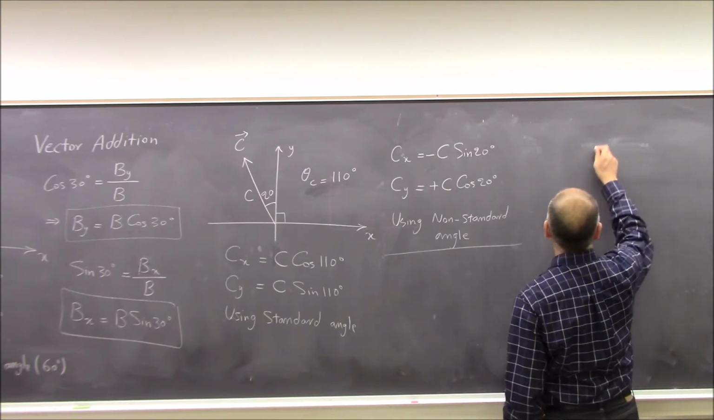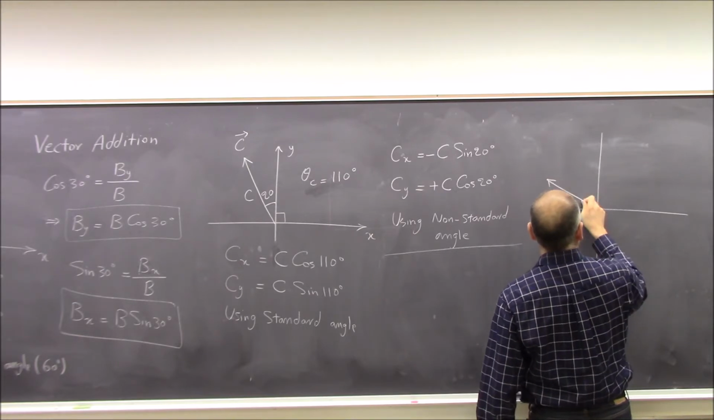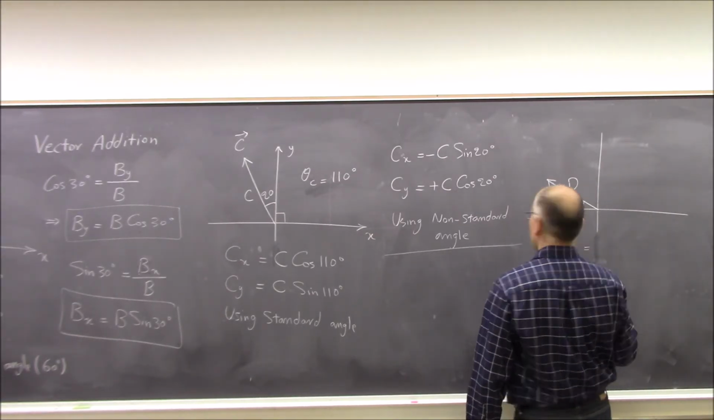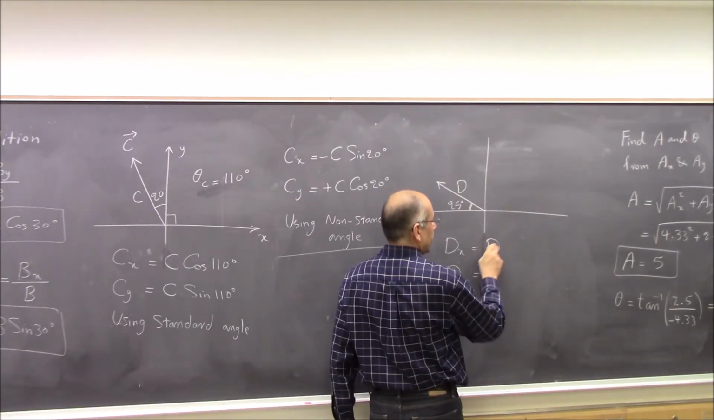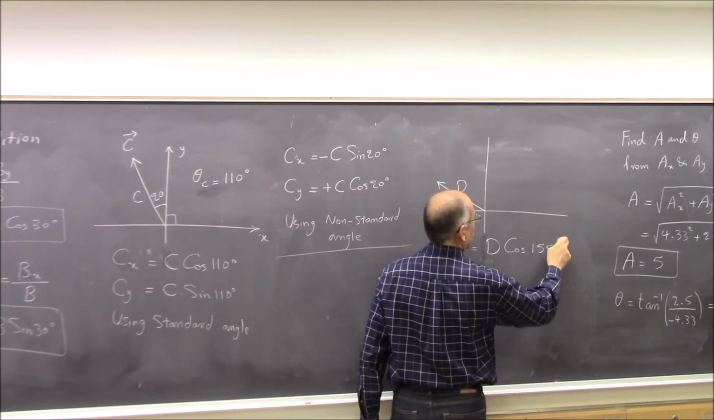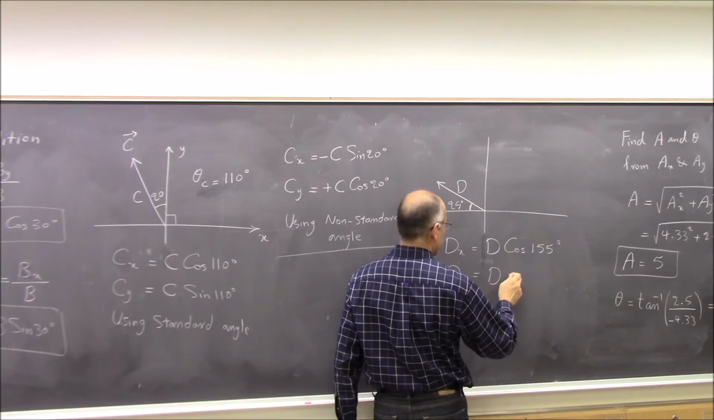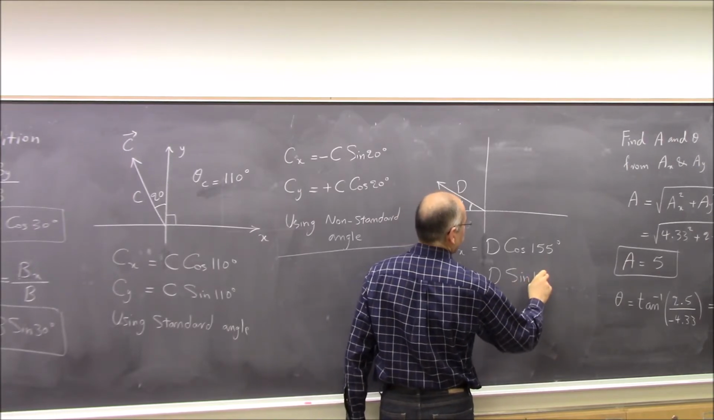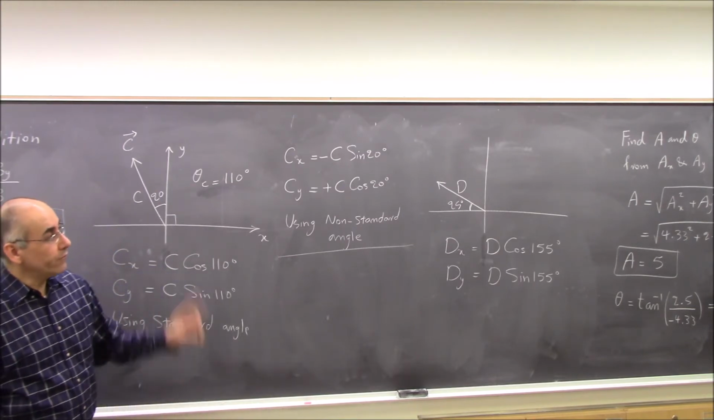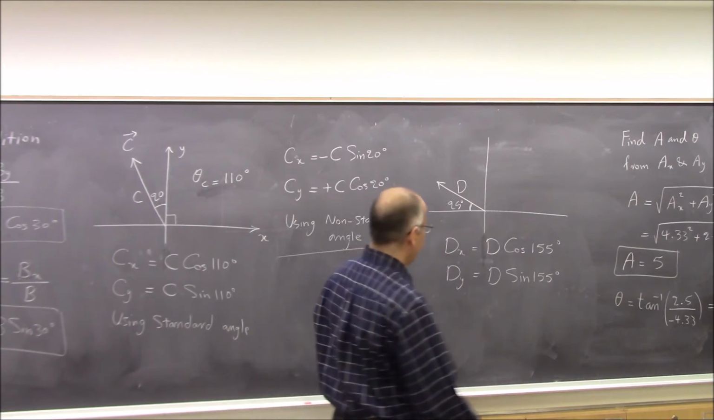Another example, let's say vector D is at 25 degrees here. Dx is magnitude D cosine 155, and the y component is magnitude D sine 155. That's always correct. But if you want to use the 25 degrees, what do you do?